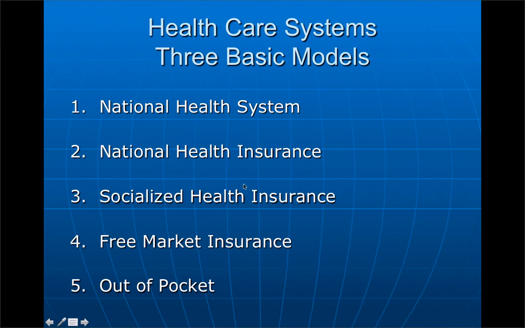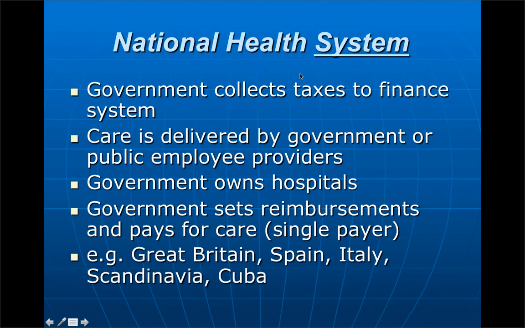numbers 1, 2, and 3 here, and then there's the others, which are not really systems. So we have national health systems, national health insurance, socialized health insurance, and these are defined by those three attributes on the previous slide. Then there's free market insurance, and then there's out-of-pocket insurance. So the first one, a national health system.